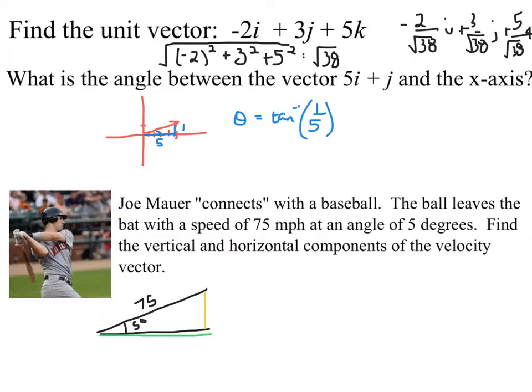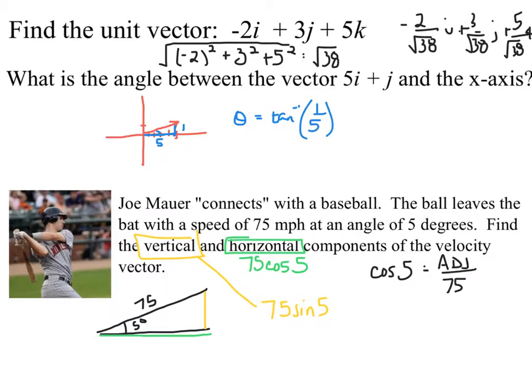So let me color coordinate this. We would do 75 multiplied by the cosine of 5. That would give us the horizontal. And the vertical would be 75 multiplied by the sine of 5. The reason for that is the cosine of the angle is equal to the adjacent divided by the hypotenuse, and we would multiply both sides by 75. We looked at that previously, but just for a reminder, there's the reasoning.